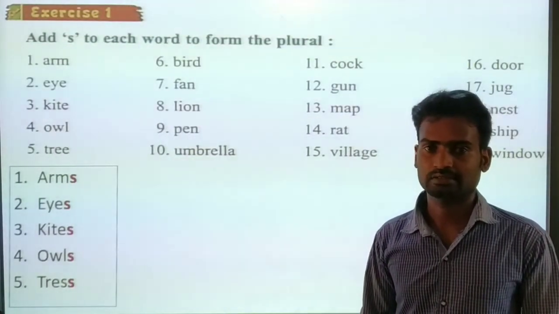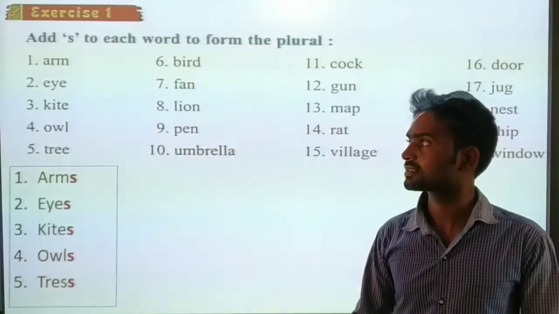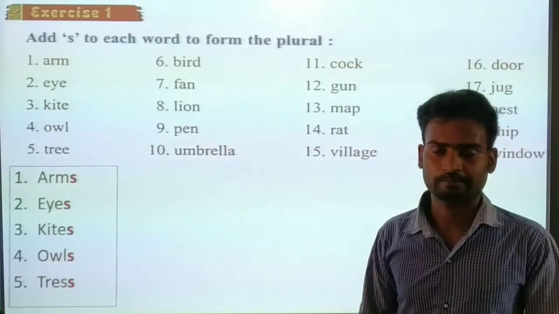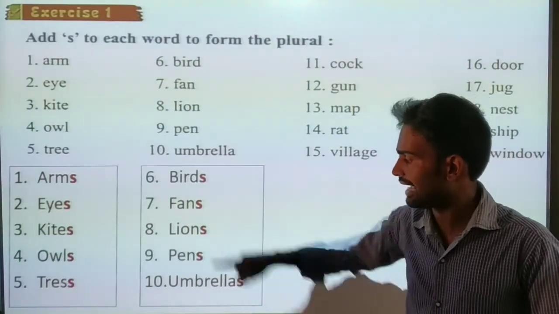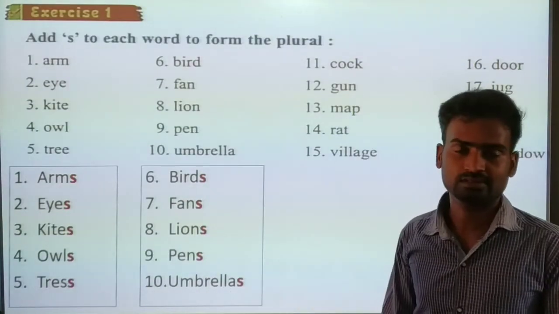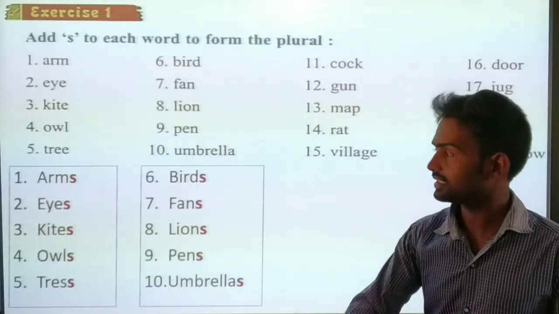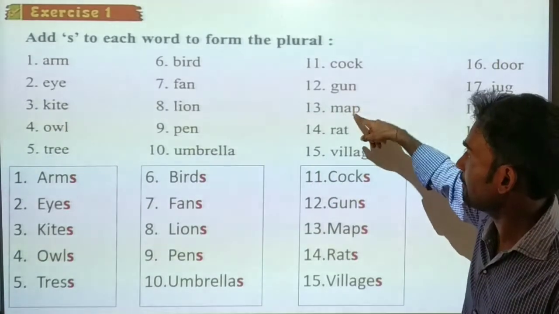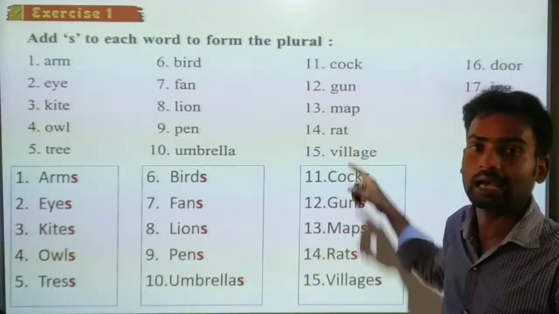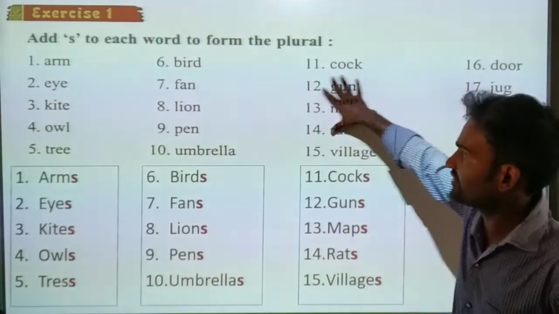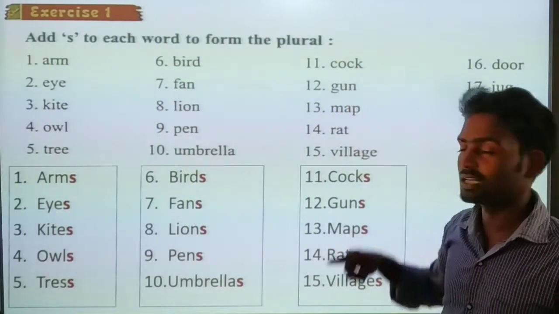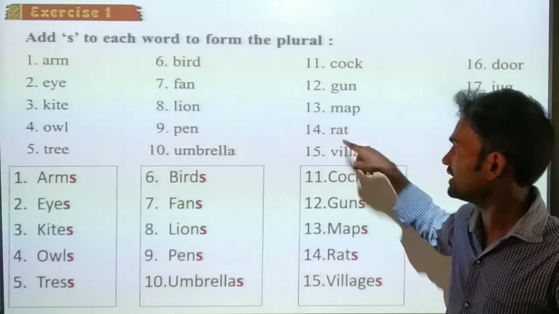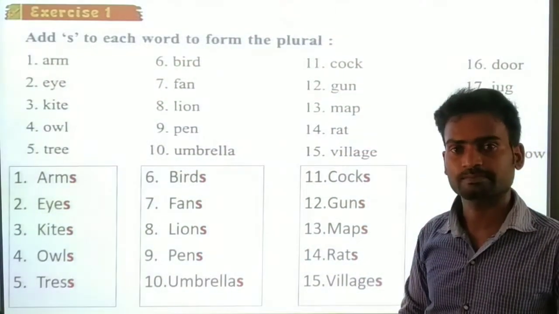T-R-L-E-S-S-S. Right? Simply, we have added s to make it plural. The same way here: bird, birds, fans, lines, pens, umbrellas. And here we have clock, gun, map, rat, village as singular form. Here everything indicates only one. One clock, one gun, one map, one rat, one village.